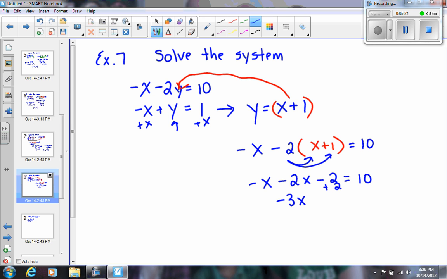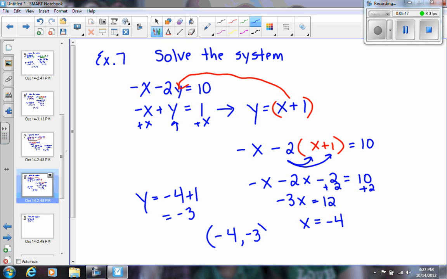I'm going to go ahead and add the 2. So negative 3x equals 12. So x equals negative 4. Remember, we have to still solve for y. I'm going to put it into this rewritten equation. So y equals negative 4 plus 1, which is negative 3. So my solution is negative 4, negative 3.